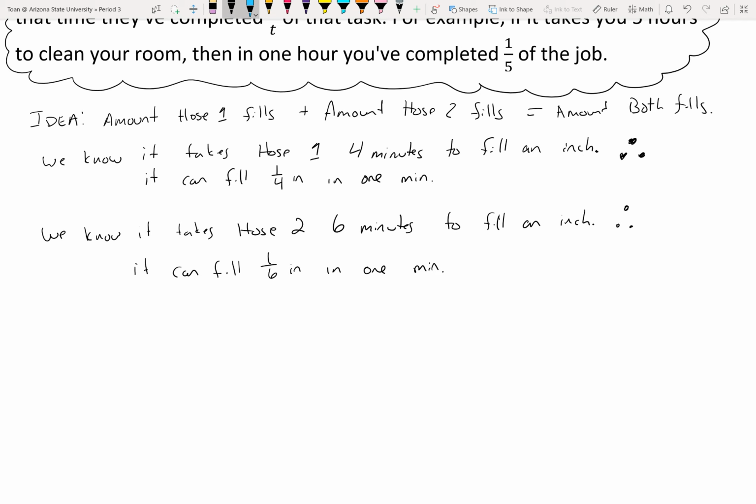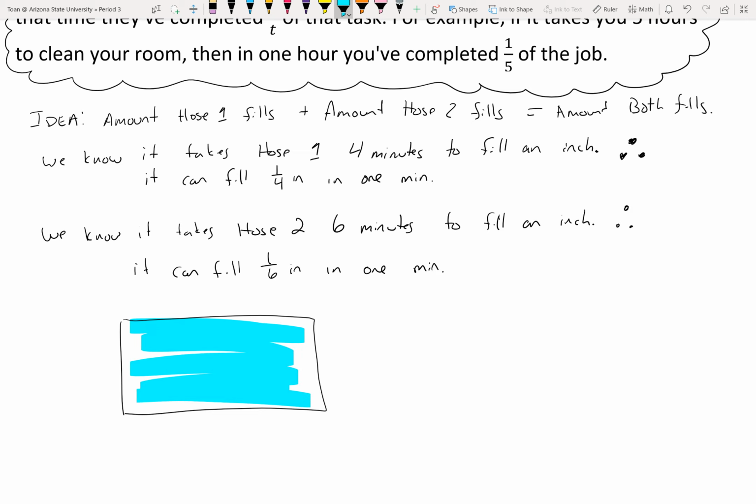So let's just take a little sidebar here. This has nothing to do with the hose problem. Let's go back to cleaning the room. Actually, I can't draw a room, so let's go to painting a wall. I can draw a wall. Here's a wall here. Let's say it takes you 5 hours to paint a wall. Right. So in 5 hours, this thing is completely filled, right?